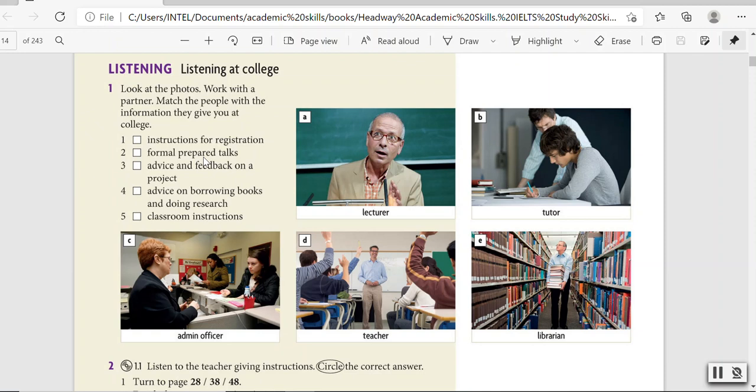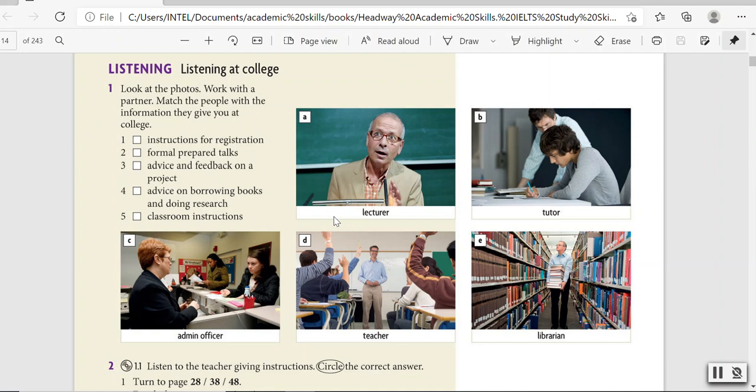Advice and feedback on a project. Who can give you advice and feedback on a project? Advice on borrowing books and doing research. Who can help you in the library, for borrowing books and doing research? Classroom instructions. Which of them works in class and can help you with instructions? That's clear. Okay, I will tell you the answers.